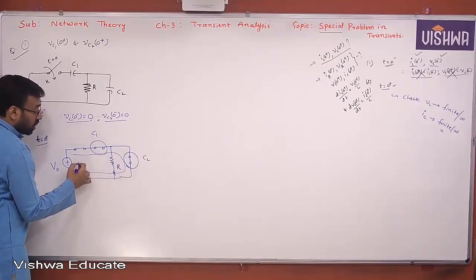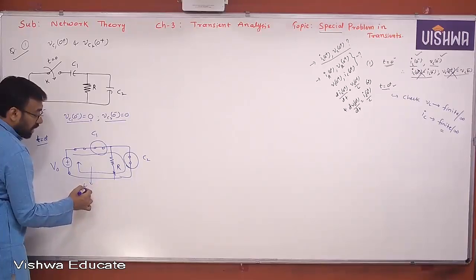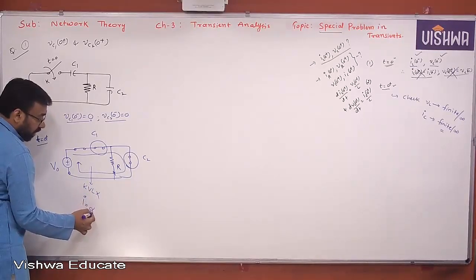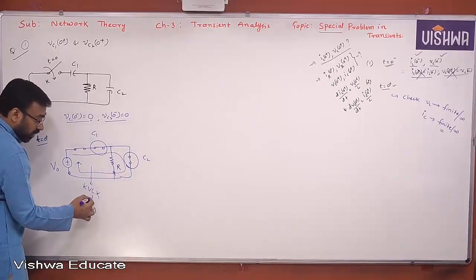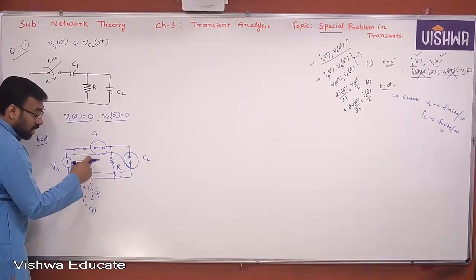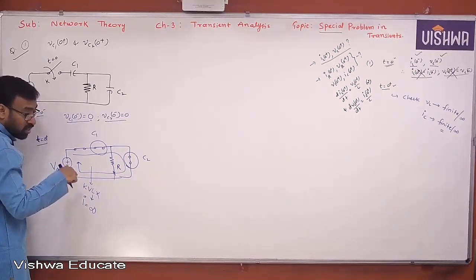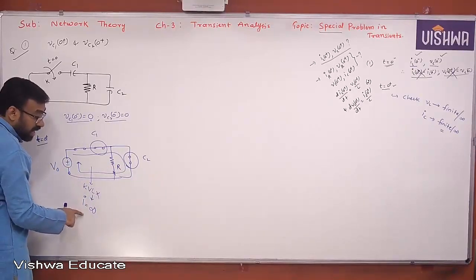The voltage source got shorted. Kirchhoff's voltage law got violated. The current is found to be what? Infinite. You understand, all of you? Kirchhoff's voltage law got violated, and wherever Kirchhoff's voltage law is not satisfied, there definitely infinite current results.